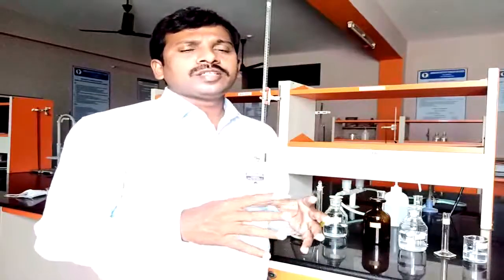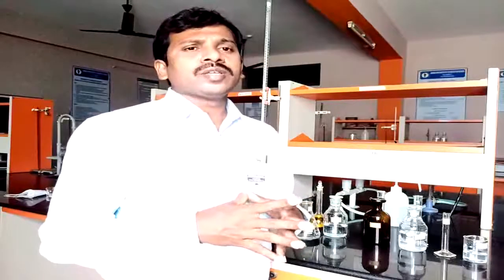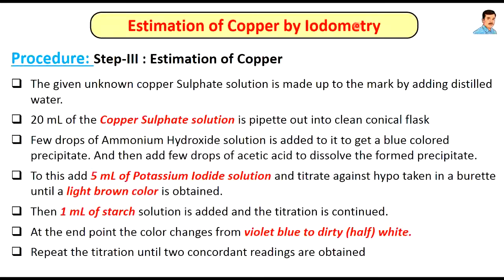This is step 2, standardization of hypo solution. Step 3 is estimation of copper. In this step, we will be titrating hypo solution with copper sulfate solution. The sample solution, that is copper sulfate solution, which is given to you, that is made up to the mark by adding distilled water. Then from that solution 20 ml is pipetted out into a clean conical flask.